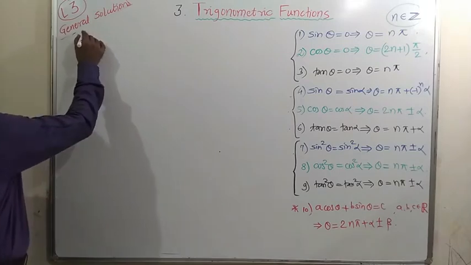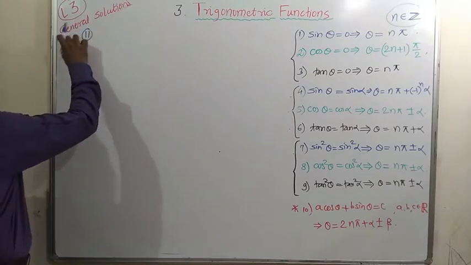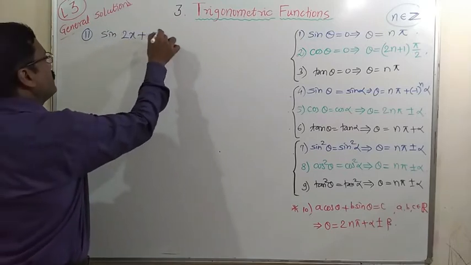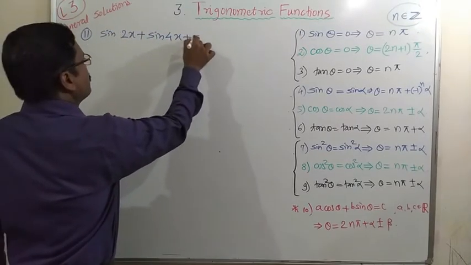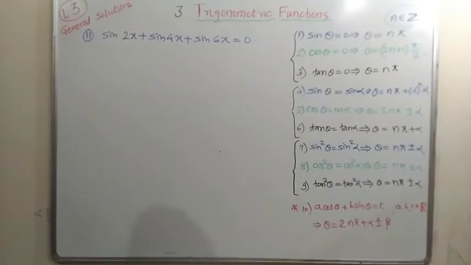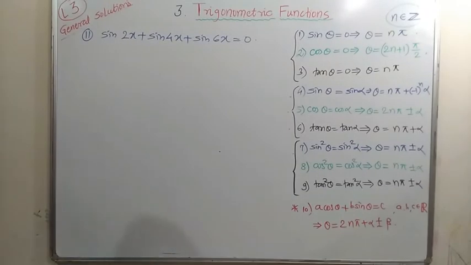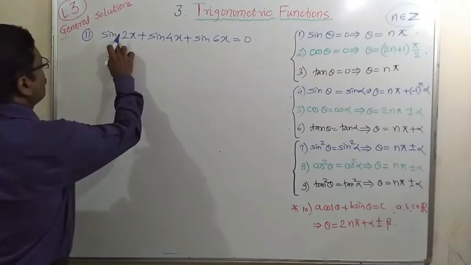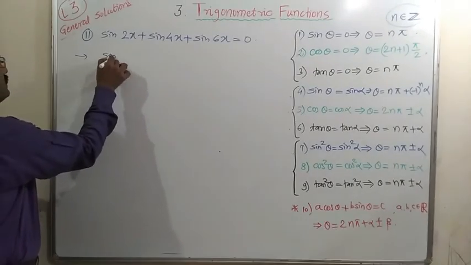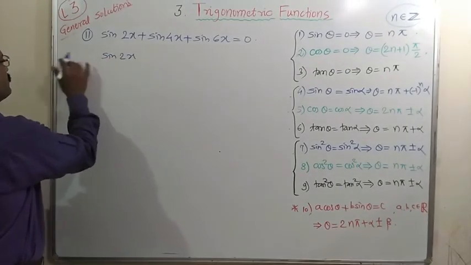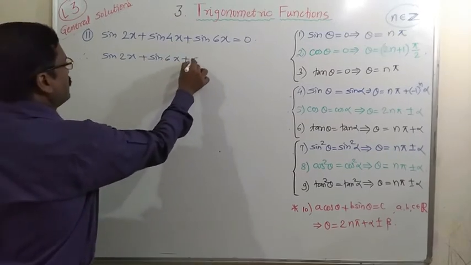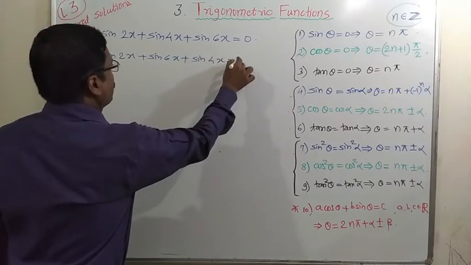This is example number 11: sin 2x plus sin 4x plus sin 6x equal to 0. What do we do? We will take the first and last terms together here. So we get sin 2x plus sin 6x plus sin 4x equal to 0.